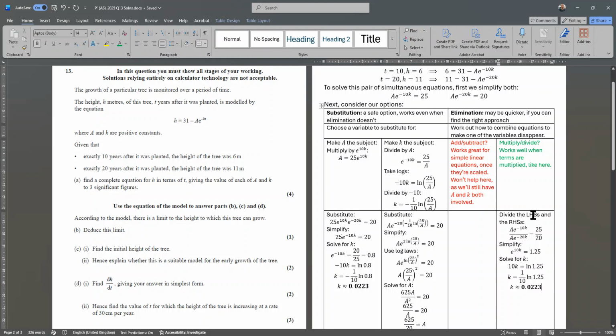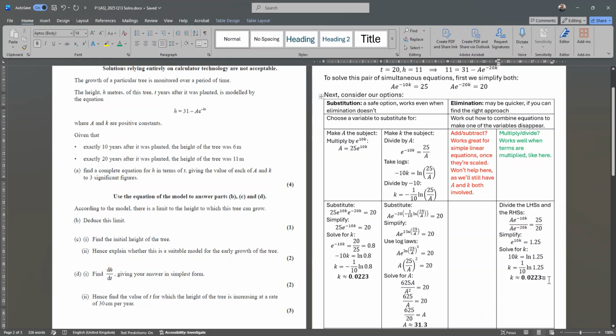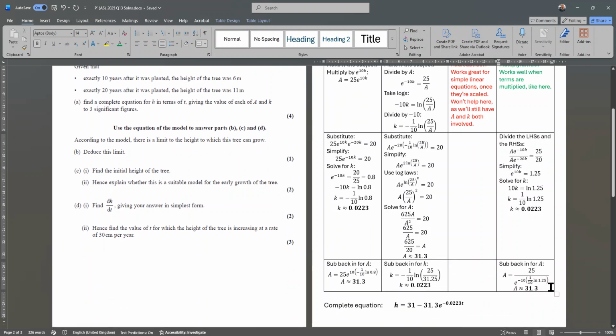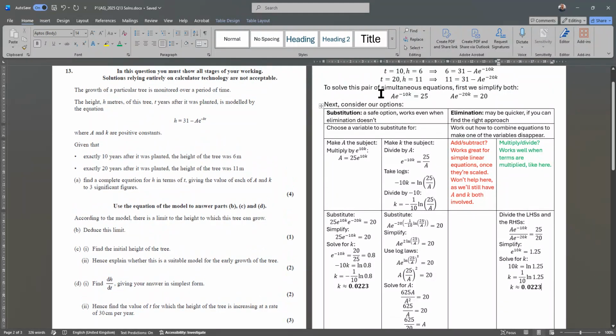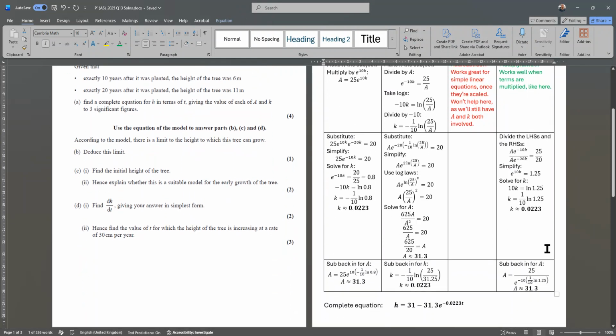Now, one of the limitations with the elimination method is that at no point do you have to rearrange the equation to get a in terms of k or k in terms of a until after you've already worked out one of the values. But it's not too bad, right? We've got an equation here, a times e to the minus 10k equals 25. If I now know the value of k, I can drop it in. e to the power of minus 10 times whatever k is, which I think is a tenth of ln 1.25.